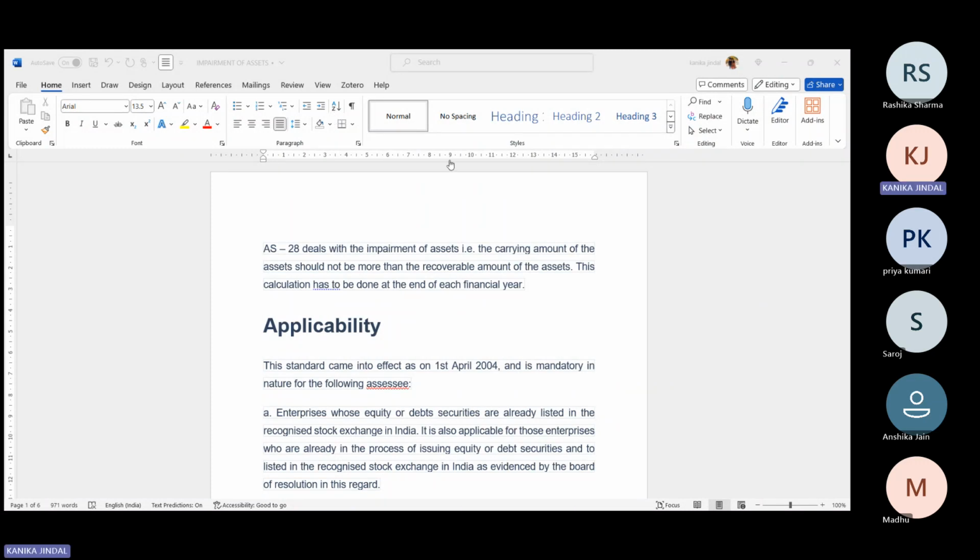Okay. So the next topic is impairment of assets. Can anybody tell what is impairment of assets? Any idea? What is the meaning of impairment of assets?